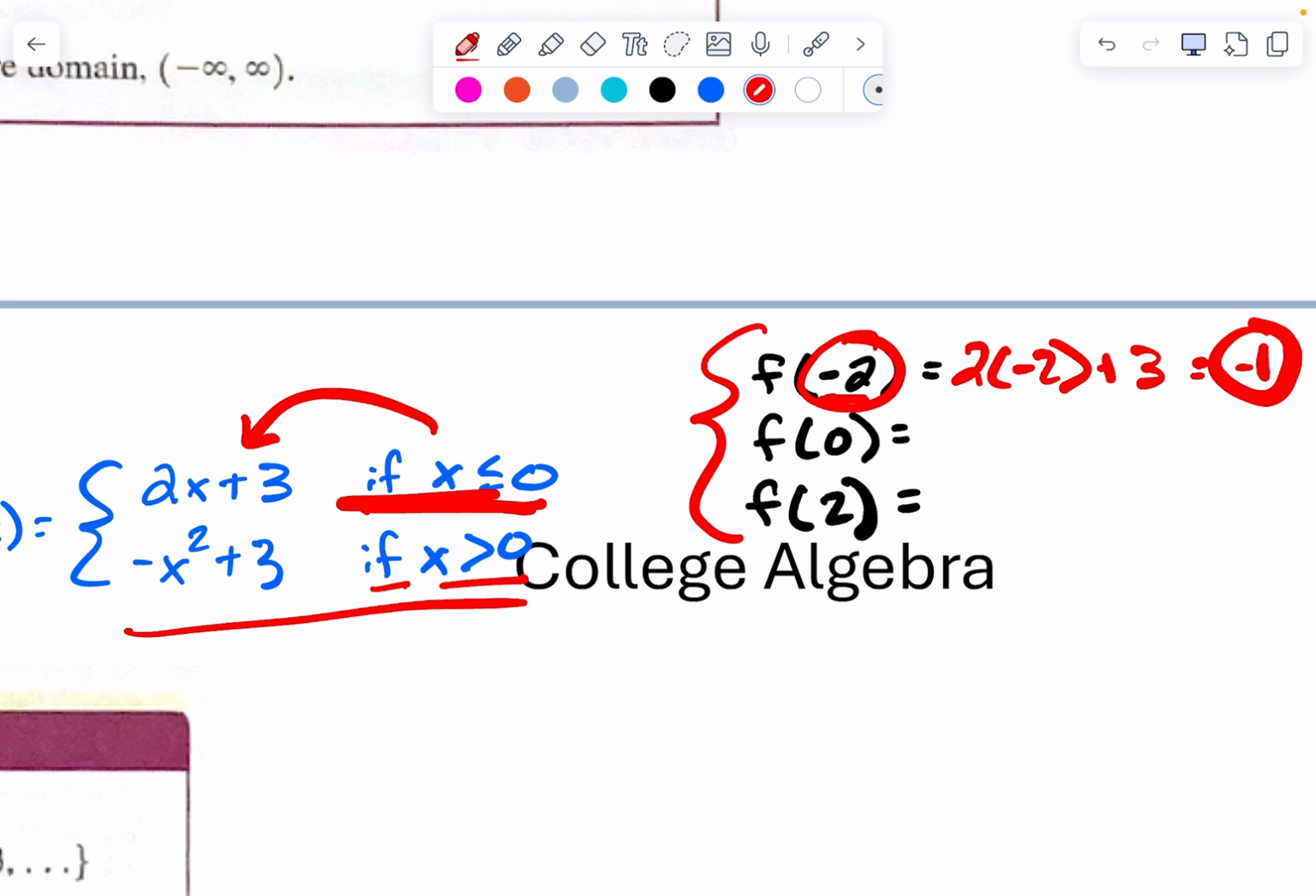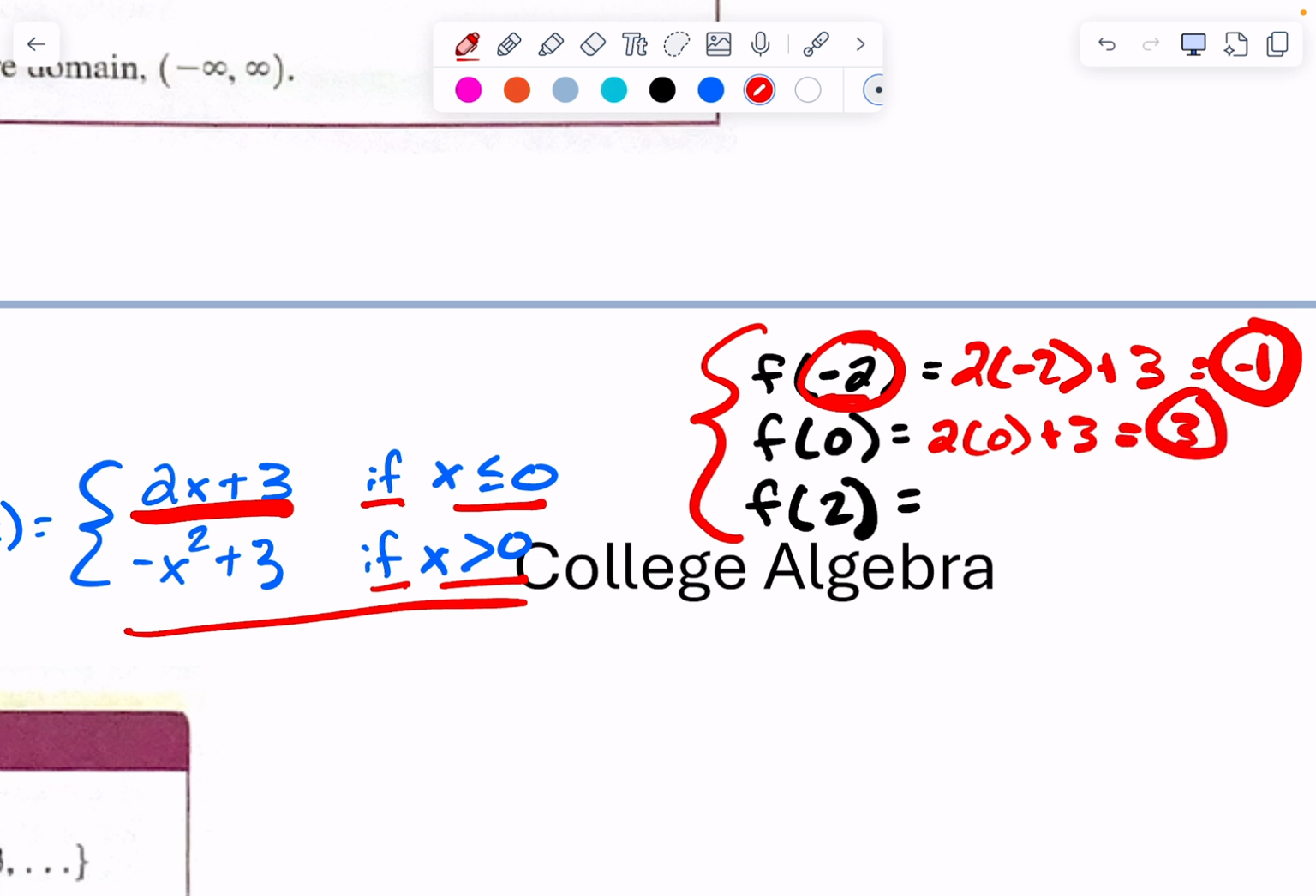What if they say f of 0? Where does he go? The same one, because it's equal to 0 there. So we have to pay attention to the equal sign. I'm going to plug 0 into this top equation again: 2 times 0 plus 3, which is just 3. I just made these numbers up, by the way.